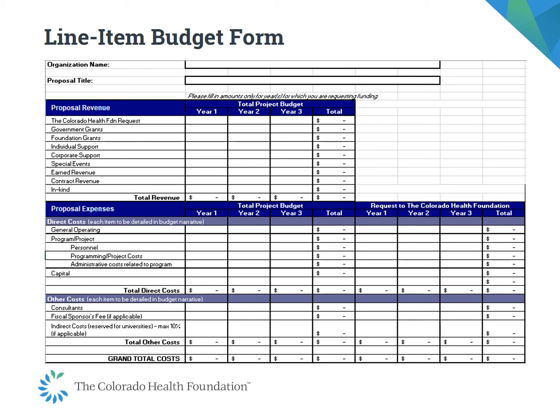Please note that the line item of indirect costs is reserved for colleges and universities only. For colleges and universities, the Foundation allows a maximum of 10% of direct costs and does not pay indirect costs on consultants or subcontracts or equipment. A federally negotiated indirect rate does not qualify for indirect costs to be supported by the Foundation.